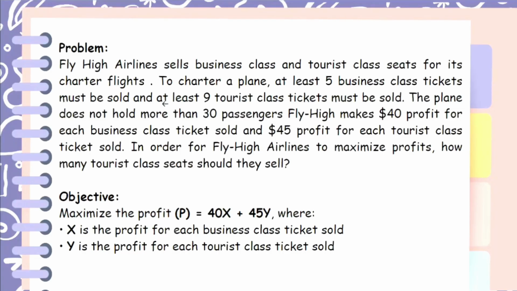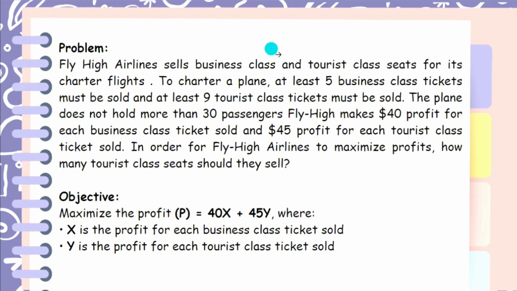So in this problem, we have to find how many tourist class tickets they should sell for Fly High Airlines to maximize their profits. In order to do that, we must first identify the decision variables that we will be using. So x will represent the business class tickets sold, while y represents the tourist class tickets sold. After that, we will have to formulate the problem for the LPP model, which is the objective function and the constraints.